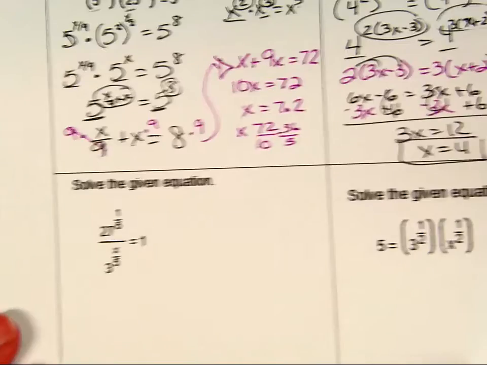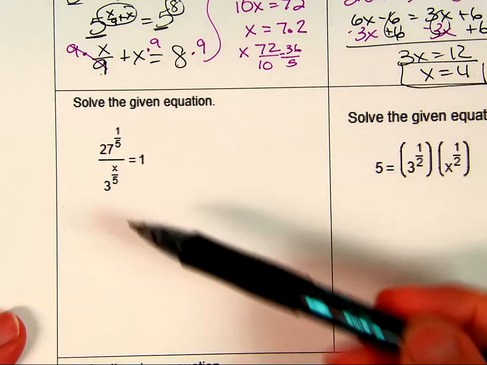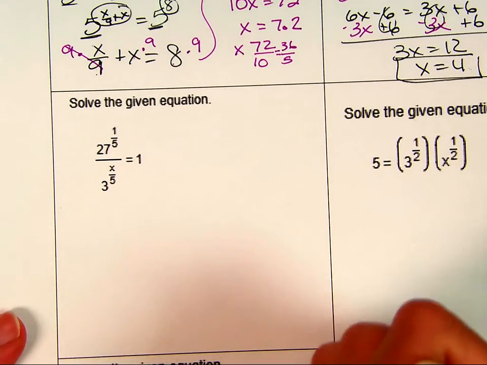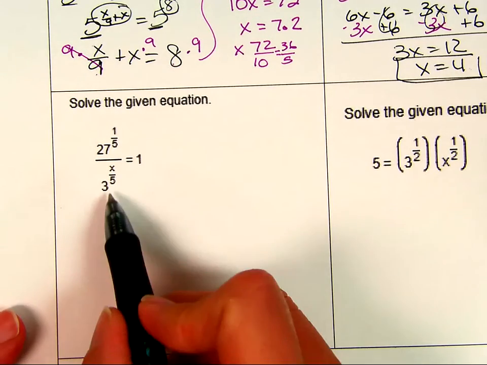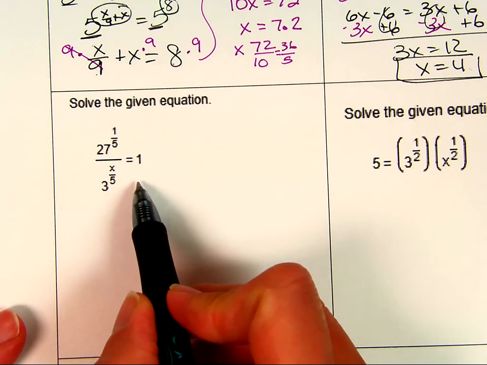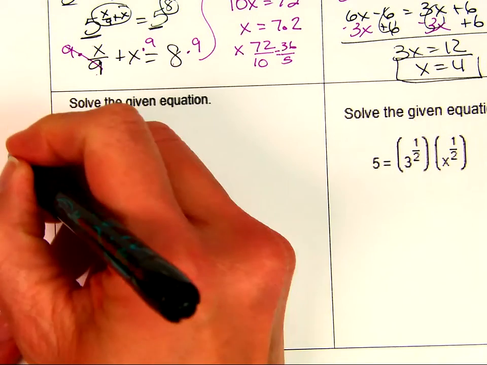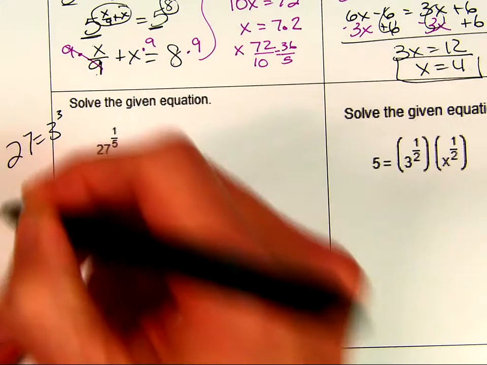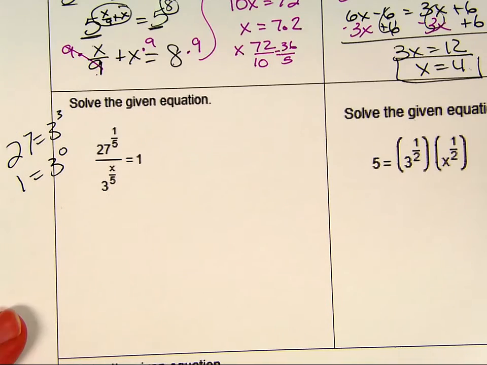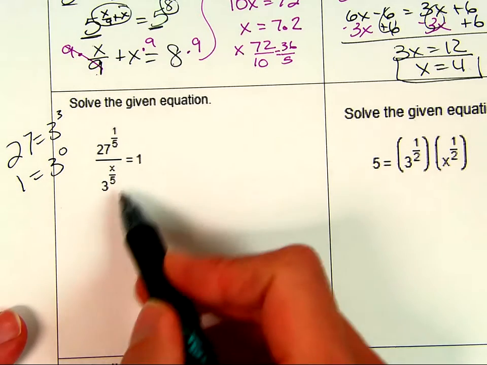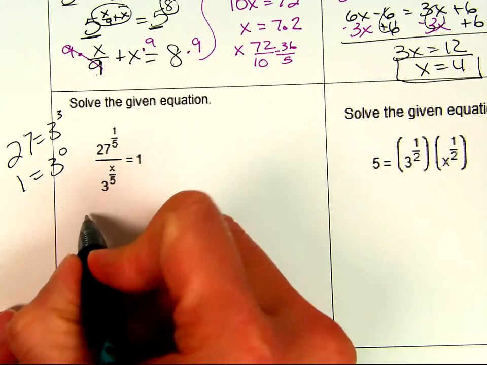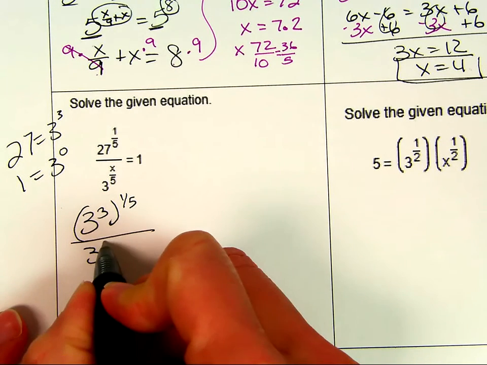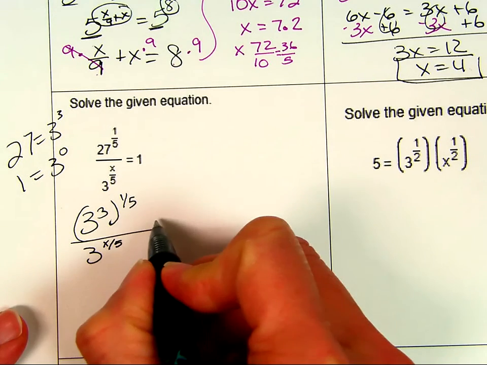Okay, we'll try another one. This one is a different rule because it's dividing, so we're going to use our quotient rule. But before we do that, our very first step is, are the bases the same? That's a 27, that's a 3, that's a 1. That's a problem. We got to have all the bases the same. So I know that 27 is equal to 3 cubed. I know that 1 is equal to 3 to the 0. So I'm going to change those other things to 3's. So I got 3 cubed to the 1/5 over 3 to the x over 5 equals 3 to the 0.